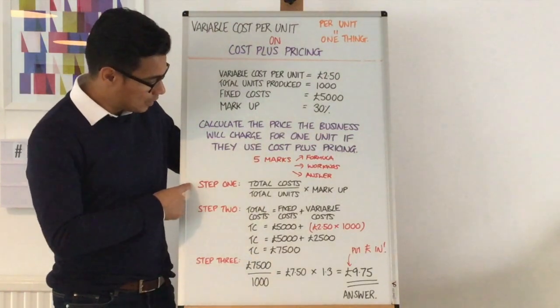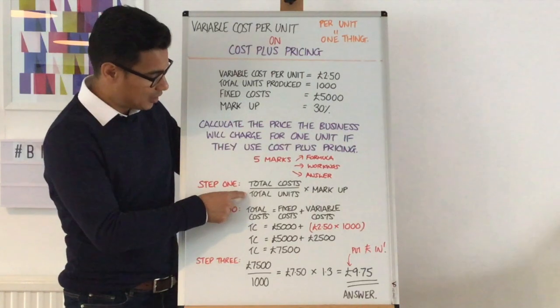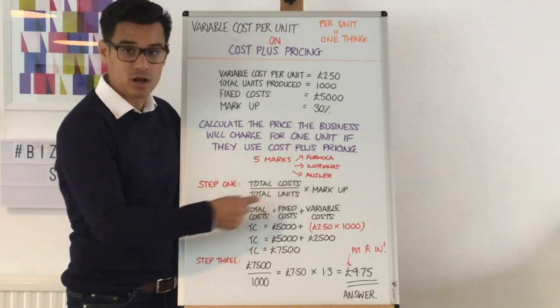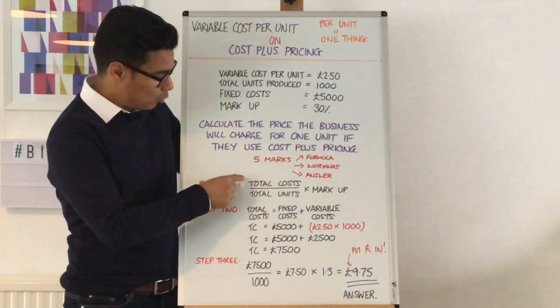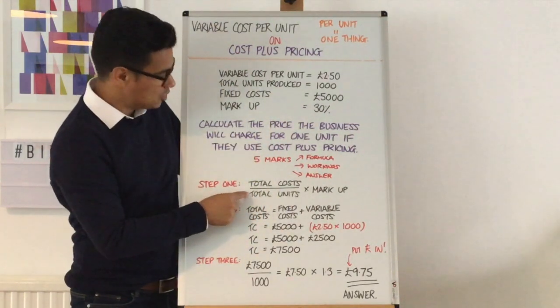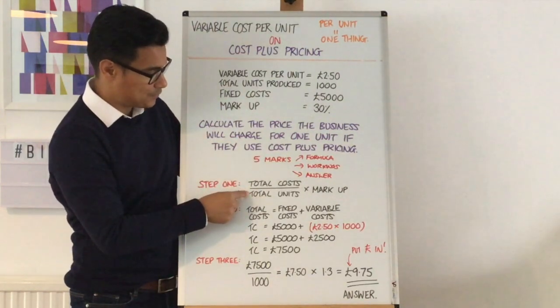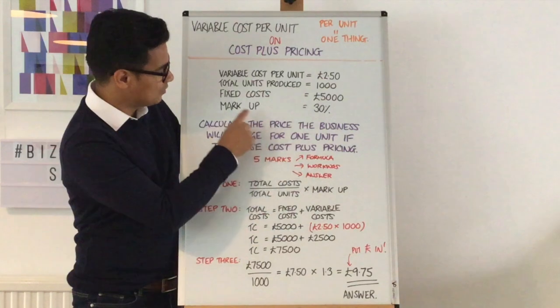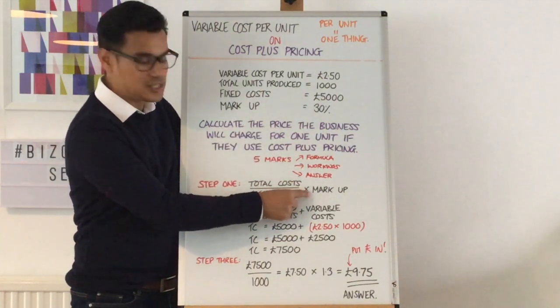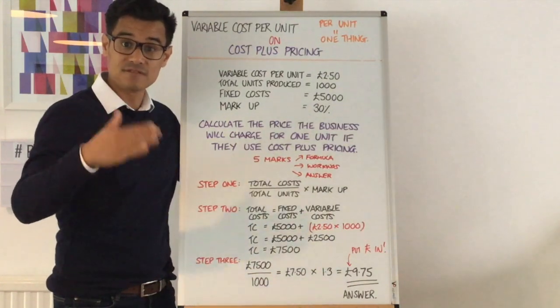So step 1, the formula. The formula for this is going to be total costs divided by total units times by markup. What have we got here in the original question? So total units we've already been given. That's 1,000. So we can put 1,000 there. The markup we've been given, 30%. So a 30% markup means you need to times it by 1.3 because it's 30% more.